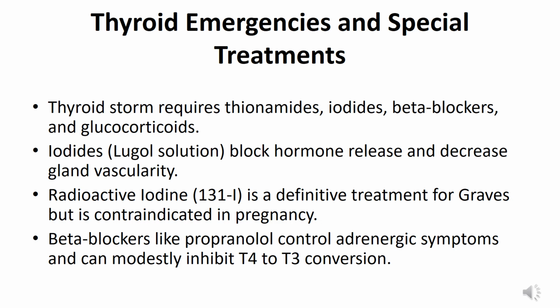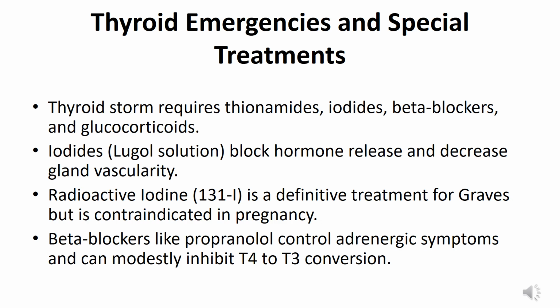One major treatment group is thionamides, including propylthiouracil and methimazole. These medications inhibit thyroid peroxidase, also called TPO, which blocks new thyroid hormone synthesis inside the thyroid gland. Propylthiouracil, or PTU, is often preferred during thyroid storm because it also decreases peripheral conversion of T4 into the more active T3. This additional effect helps reduce active thyroid hormone levels more rapidly.